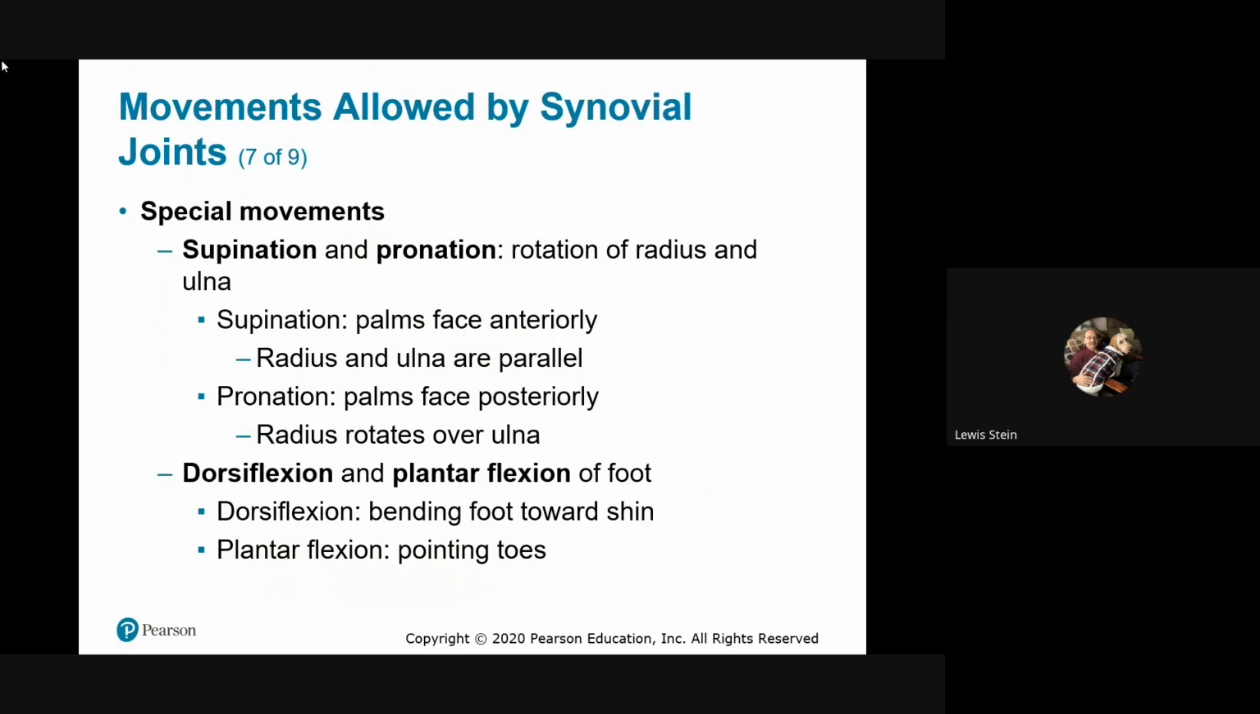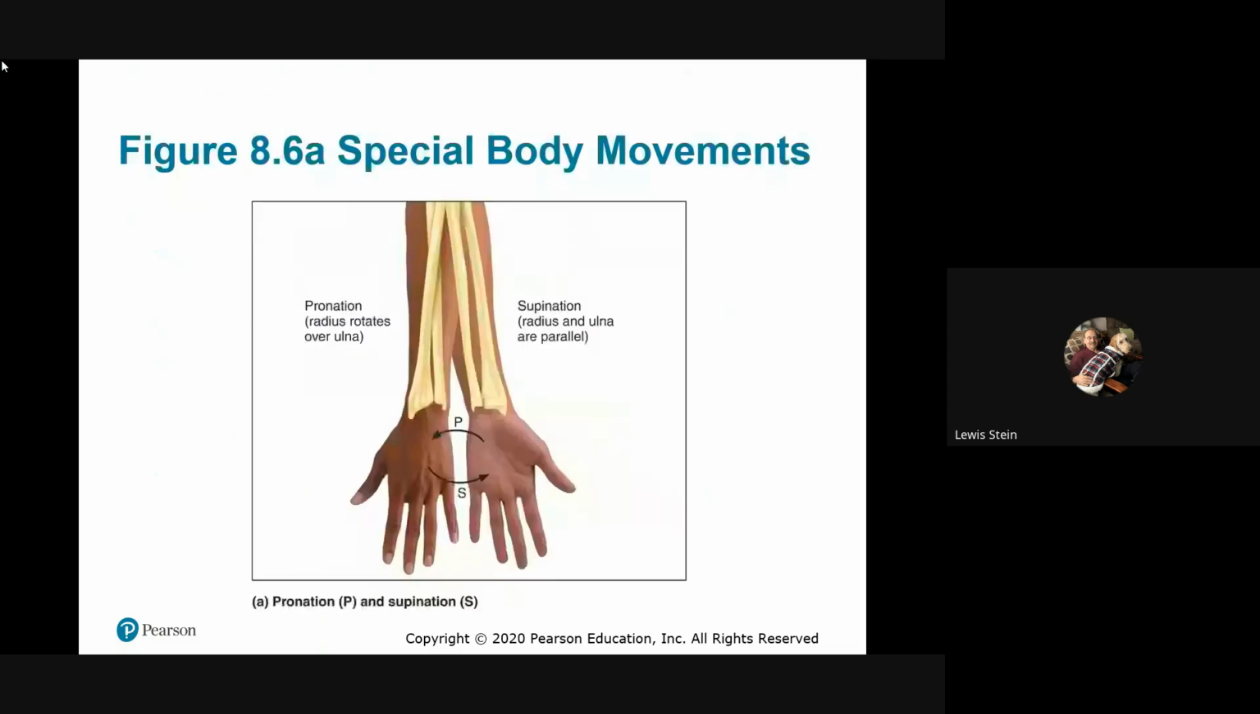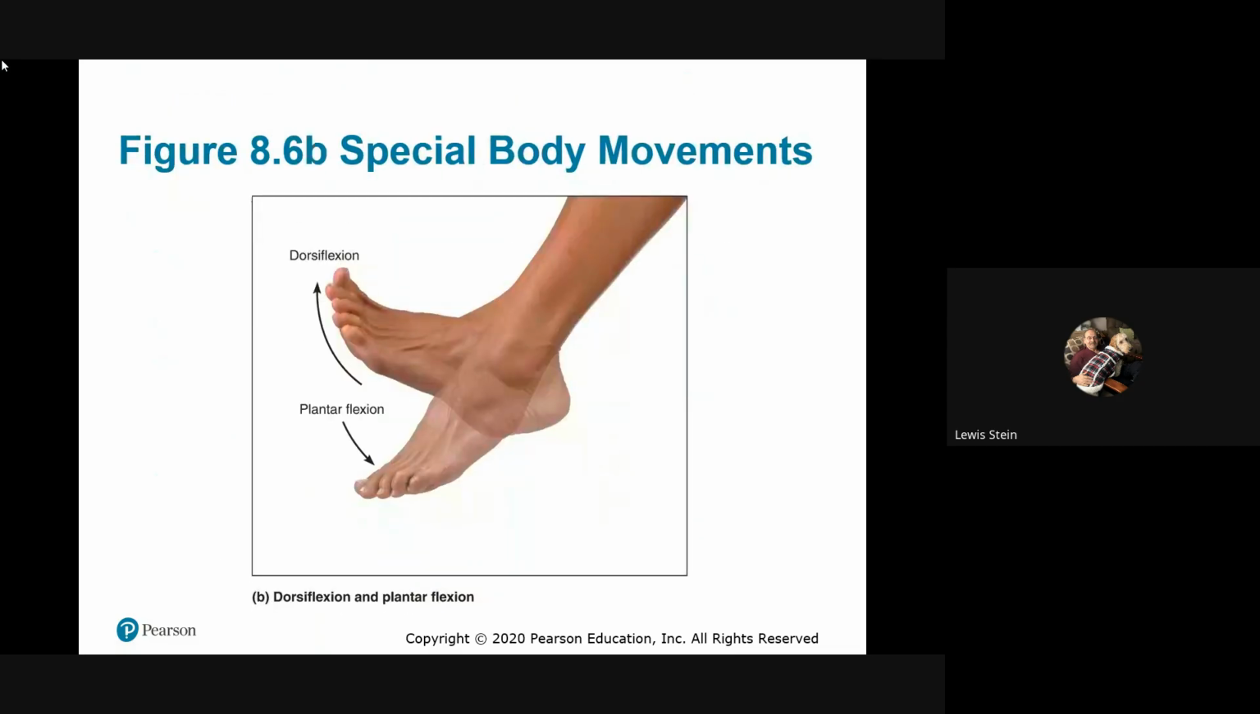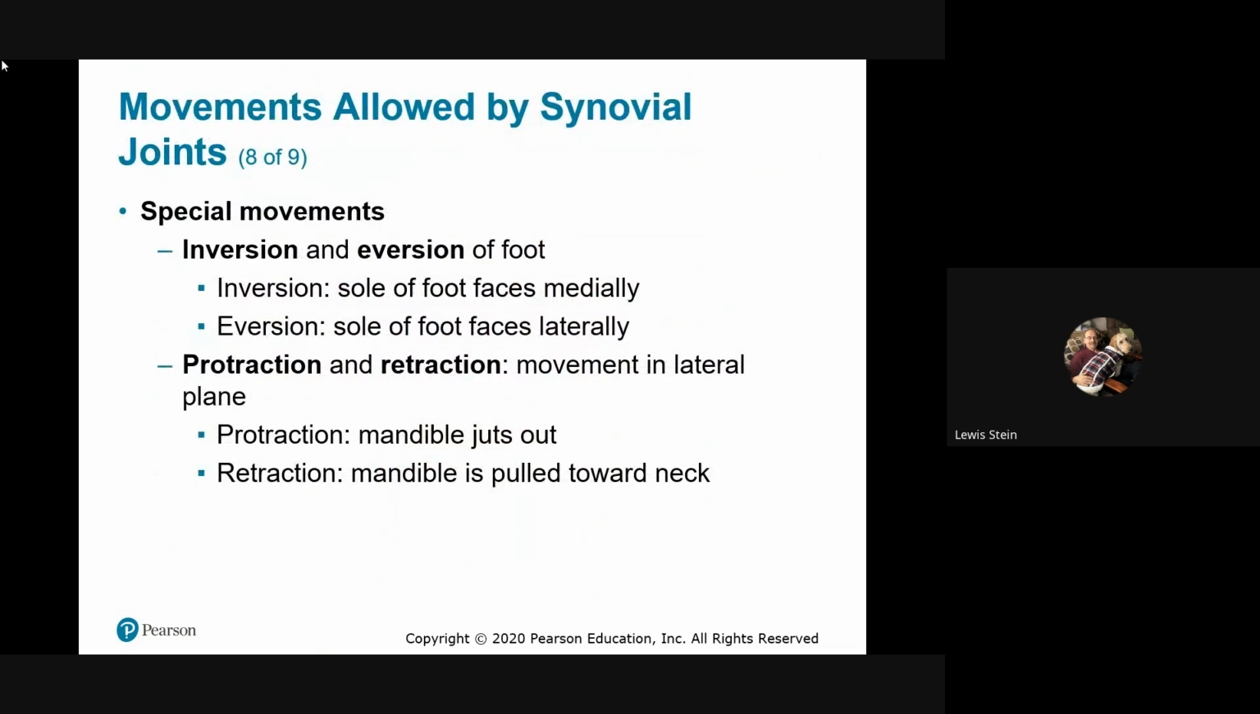Okay. So bending the foot toward the shin, not so much pointing the toes, like stepping on the gas. Okay? And then I'll show you some illustrations, waving your feet at you. And this is what happens.